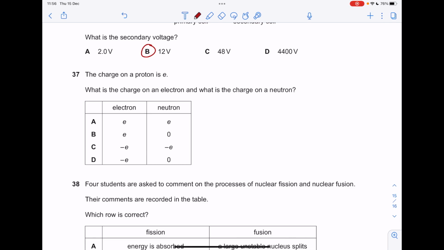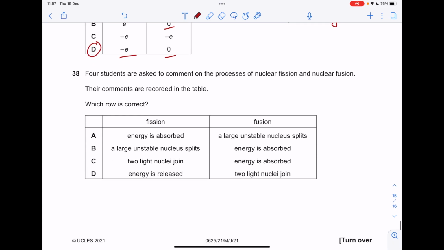The charge on a proton is E. What is the charge on an electron and what is the charge on a neutron? A neutron is always neutral, which means it has no charge whatsoever. So we're picking between B and D. It's a bit weird that they've said that the charge on the proton is E. However, it's fine because we know the electron has an opposite charge, so we're just going to say that it has a minus E charge. I know this sounds a bit unusual because obviously an electron is normally negatively charged, but we're going with what they've given us in the question. The answer here is D.